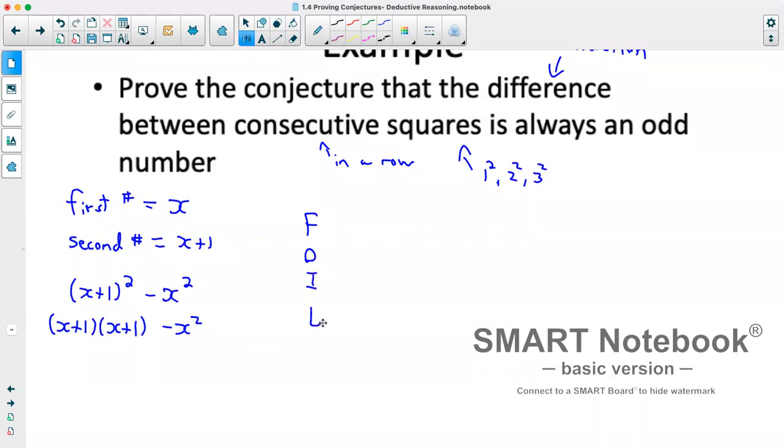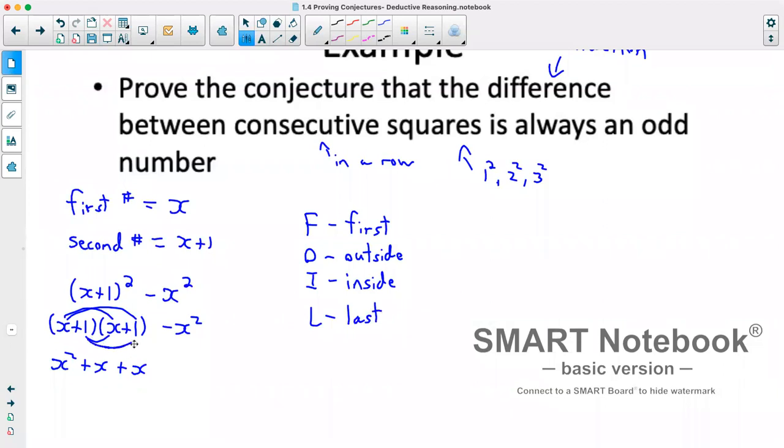So for those that do not remember what FOIL stands for, F is first. So that means we're multiplying the first term in each bracket. So x times x is x squared. O stands for outside. So that would be outside terms. So x times 1, so plus x. I stands for inside. So the two inner terms, so 1 times x gives us x. And then L stands for last. So we have 1 times 1, so it'll be 1, and then we've got this minus x squared.